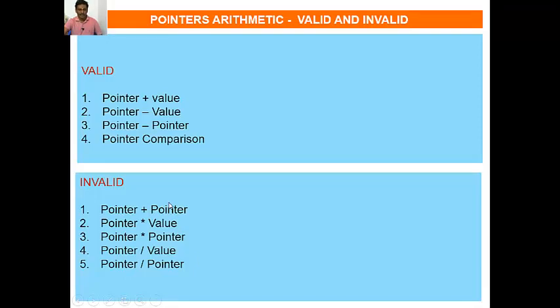Pointer multiplication by a value is also invalid. We cannot divide a pointer by a value. Even pointer division is not possible. Multiplication and division are not possible in pointer arithmetic. In addition, we cannot add two pointers. We can add a value to a pointer, but in subtraction, we can subtract a value from a pointer, and we can subtract a pointer from a pointer. Both multiplication and division we cannot do.